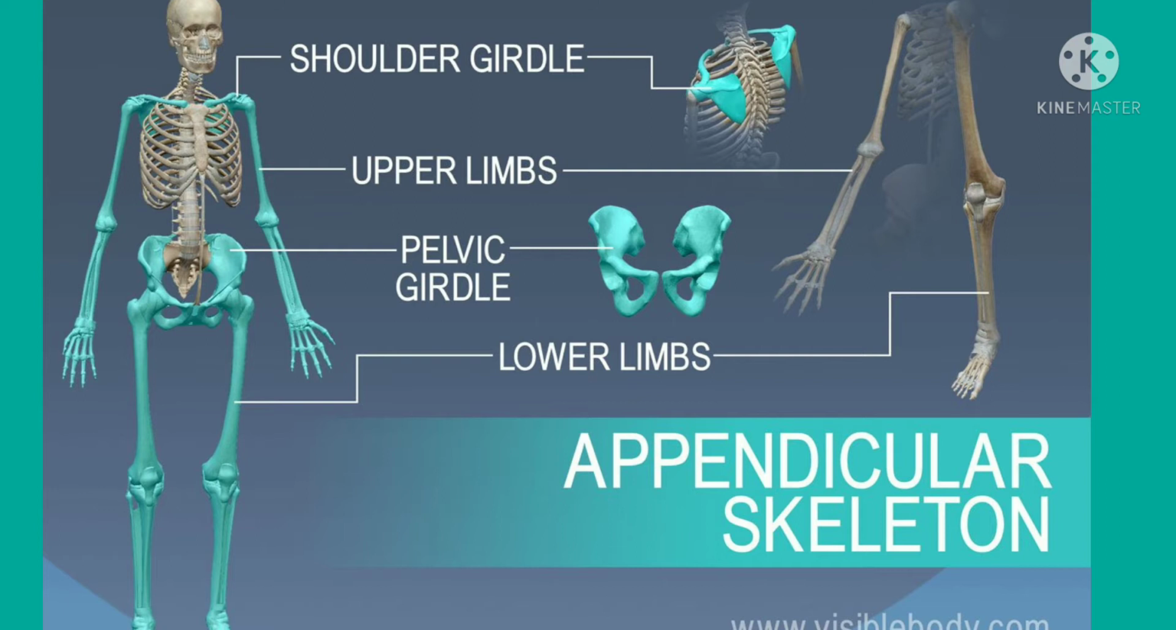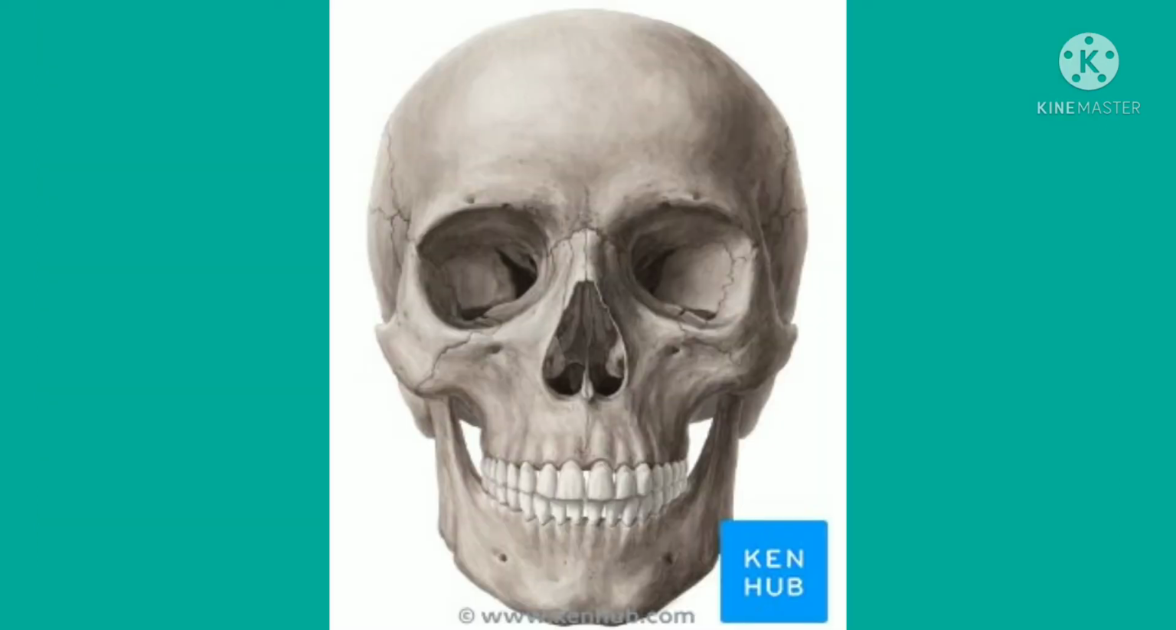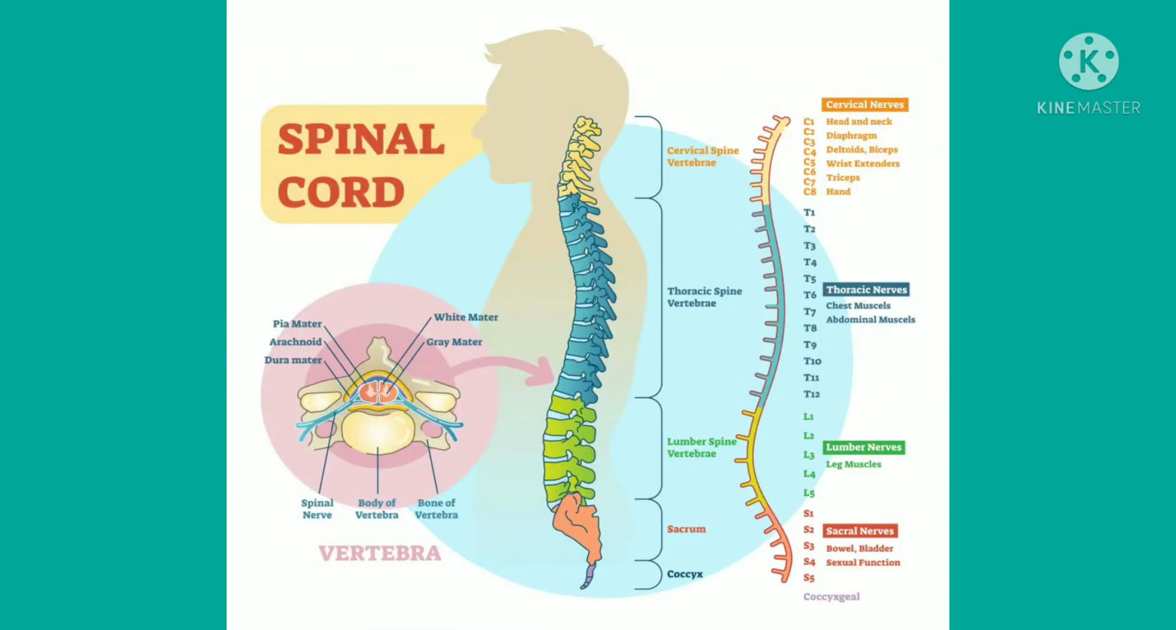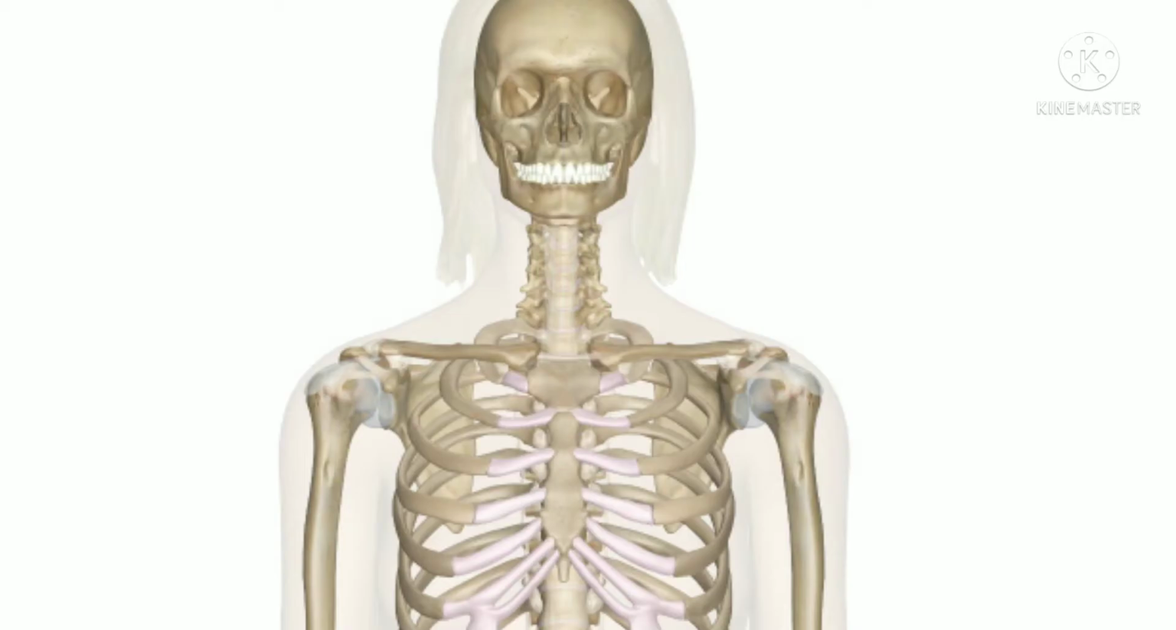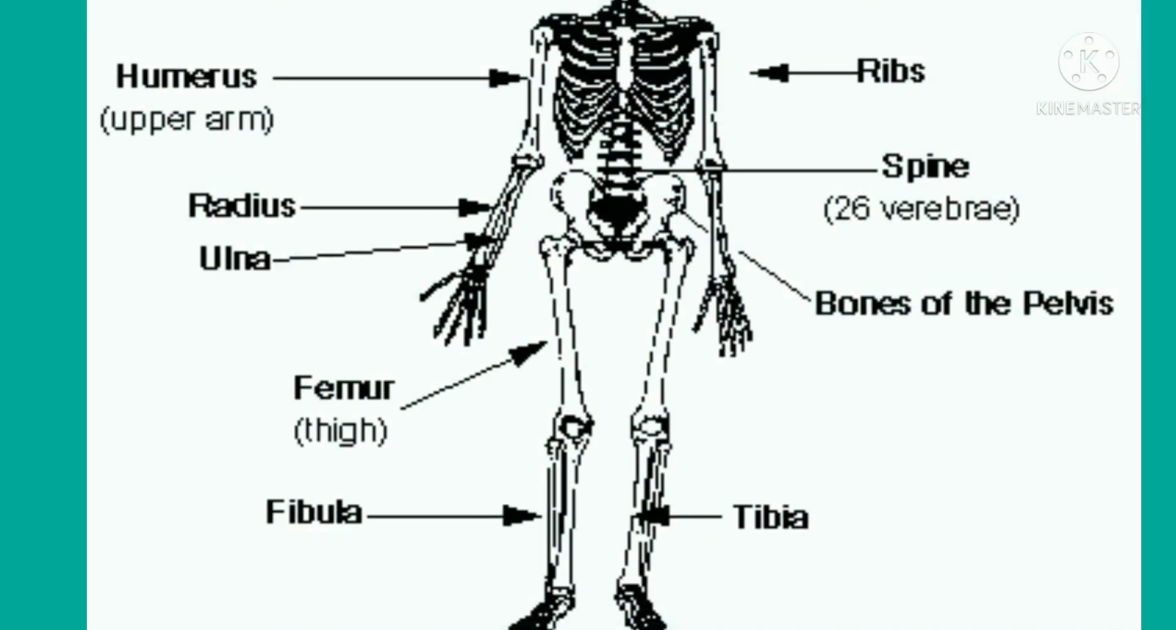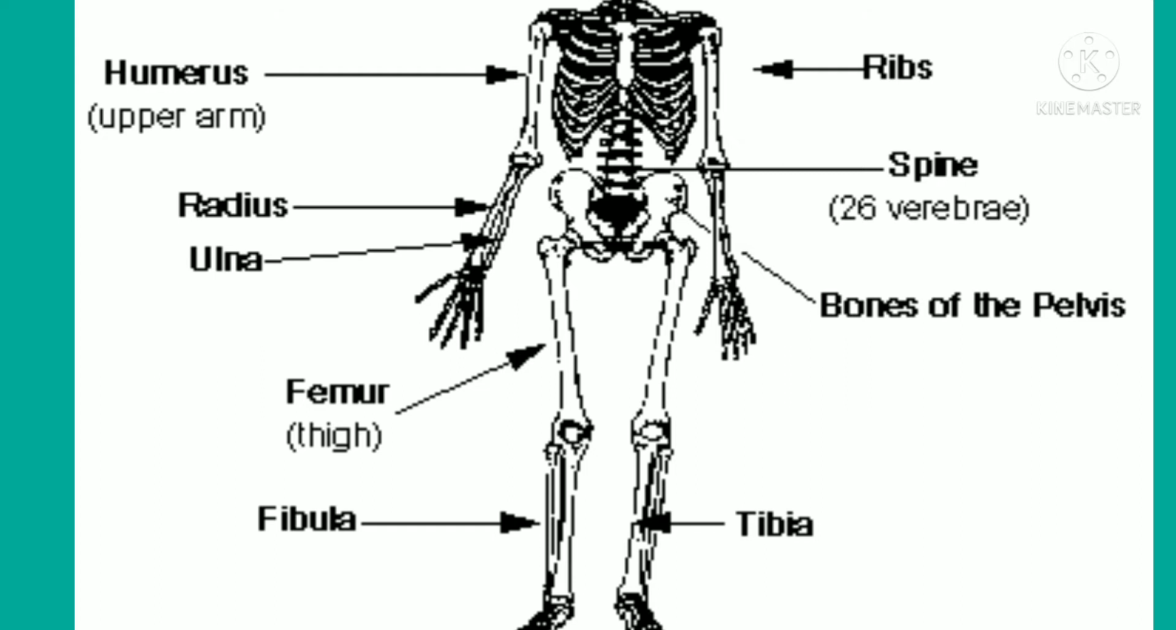The axial skeleton includes the skull, vertebral column, ribs, and the sternum. These bones form the axes or frameworks of the trunk and the head. The appendicular skeleton includes the bones of the shoulder, arms, hands, hips, legs, and feet.